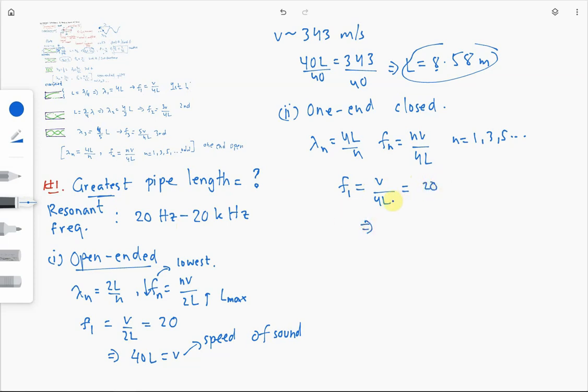Therefore, in this case, we have 80 times L if we cross multiply, and that is equal to V, which is 343. If you divide both sides by 80, the maximum length that you get for a one-end-closed pipe is 4.29 meters. So as we can see, to produce the same frequency for an open-ended pipe and a closed-end pipe, we have very different pipe lengths. That's why they are different instruments. All right. Now let's look at interference of sound waves a little bit more closely.